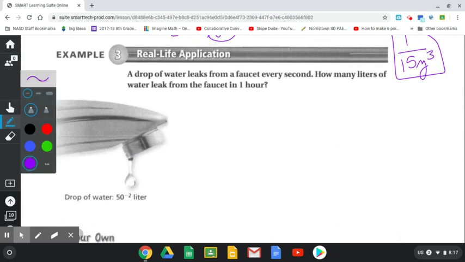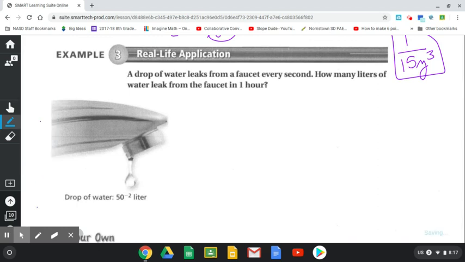Word problems, everybody's favorite. A drop of water leaks from a faucet every second. How many liters of water leak from the faucet in an hour? So, the first thing we need to do is convert hours to seconds, right?